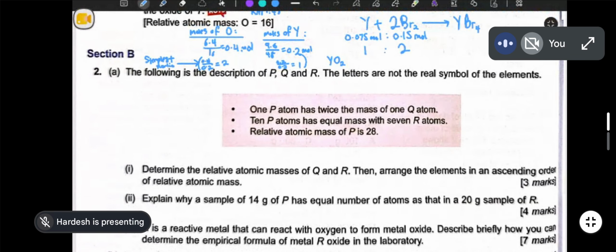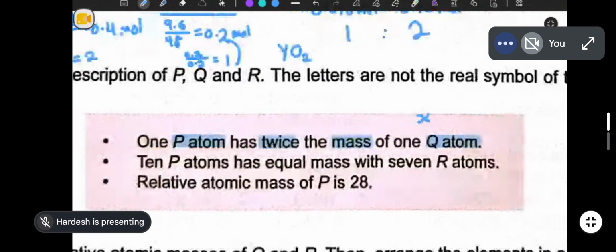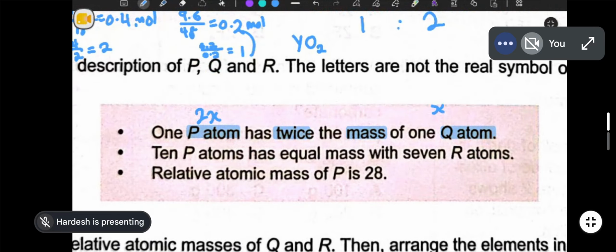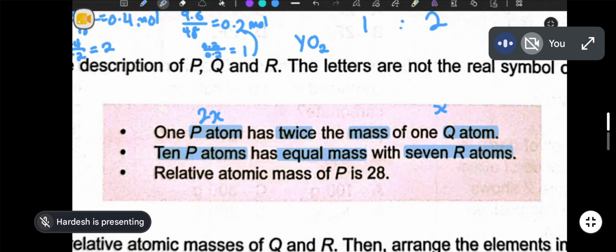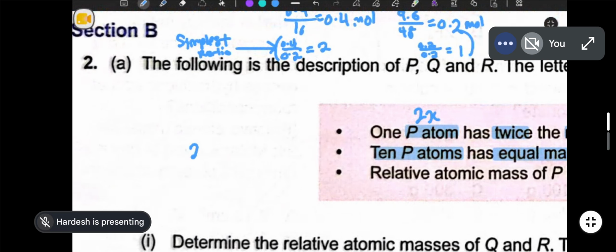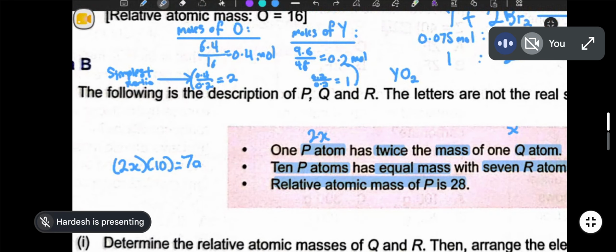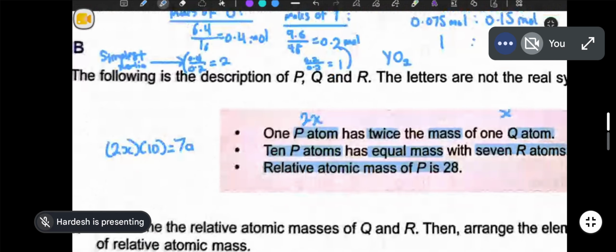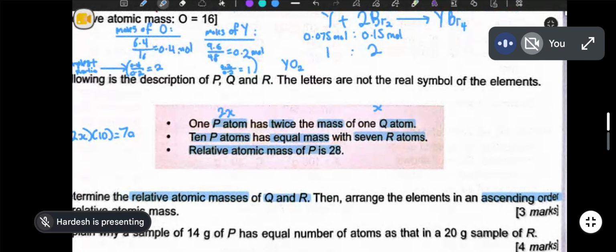Okay. 1 P atom has twice the mass of 1 Q atom. So if the Q atom mass is X, the P atom is 2X. 10 P atoms equal the mass of 7 R atoms. The relative atomic mass of P is 28. Determine the relative atomic masses of Q and R. Then arrange the elements in ascending order of relative atomic mass.